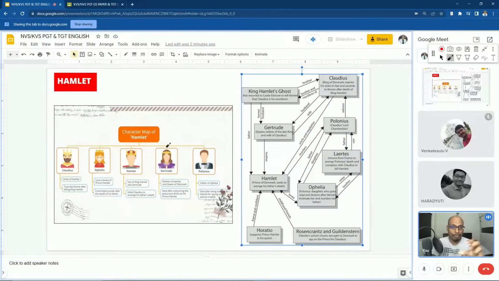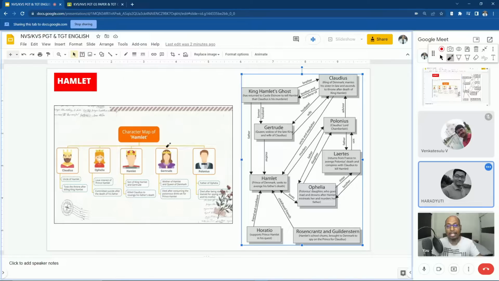So what is the real title of Hamlet, Ghosh ji? What is the full title of Hamlet? Hamlet, the Prince of Denmark. The Tragedy of Hamlet, Prince of Denmark. Yes. The Tragedy of Hamlet. And what is the subtitle? Prince of Denmark. So who is the Prince of Denmark?